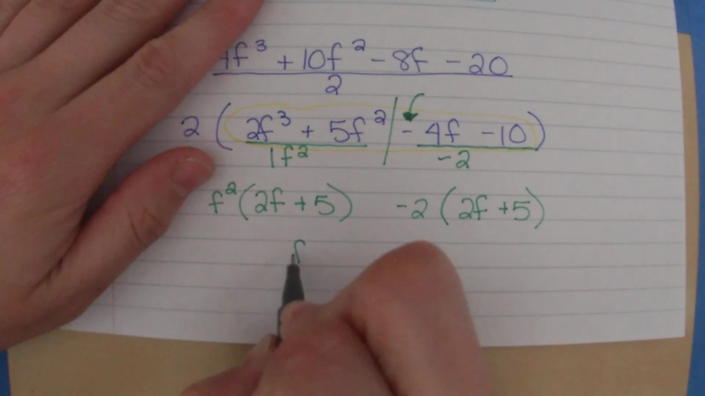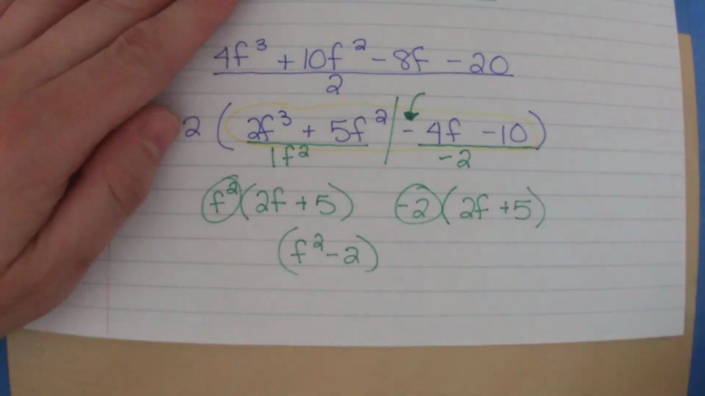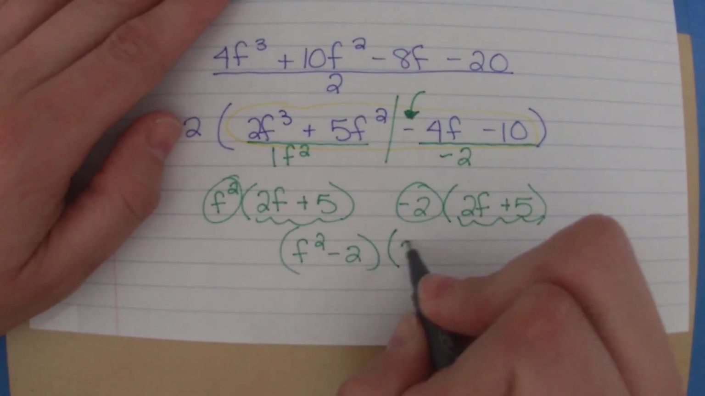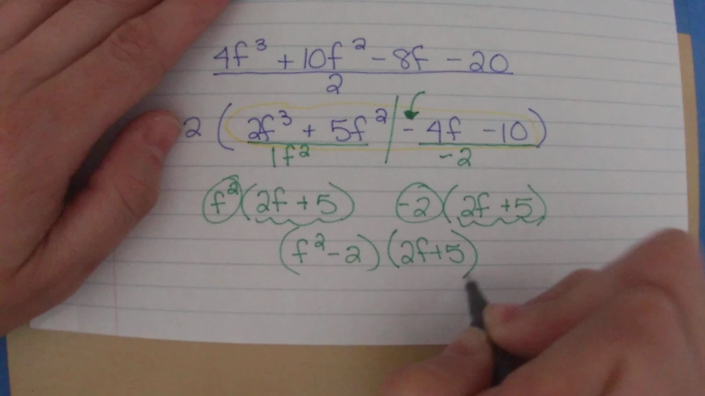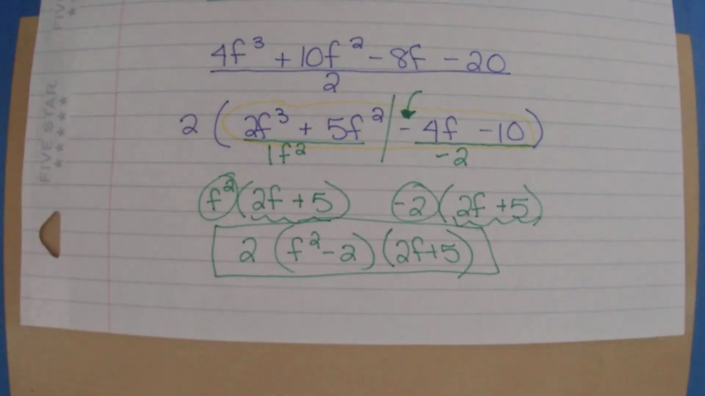So now we'll have an f squared minus 2, putting my 2 GCFs together. These match up nicely, so that's my other one, a 2f plus 5. And then my GCF of 2 in front.